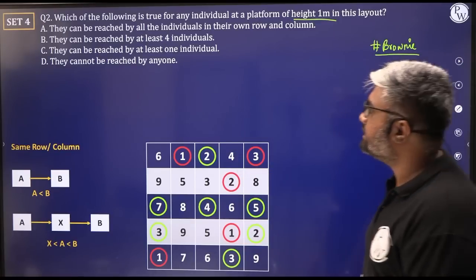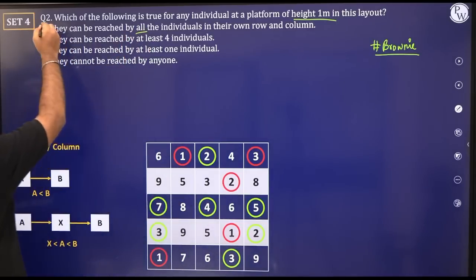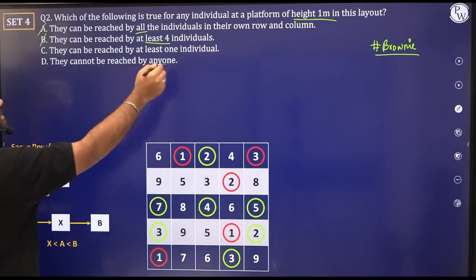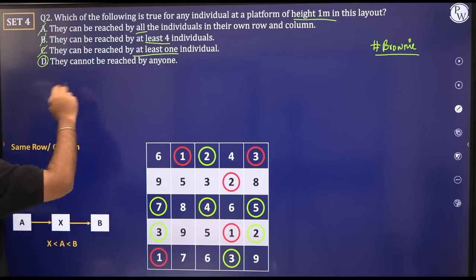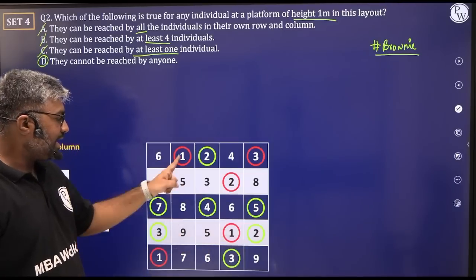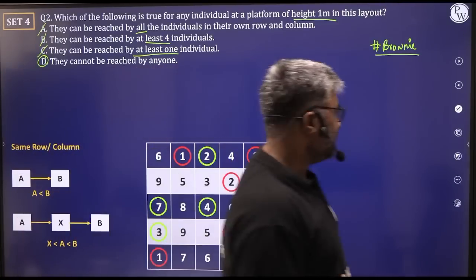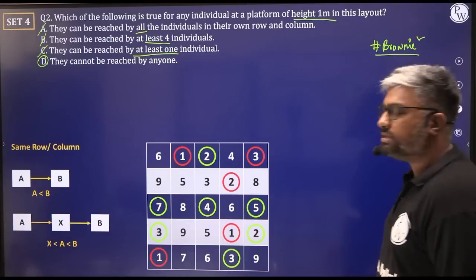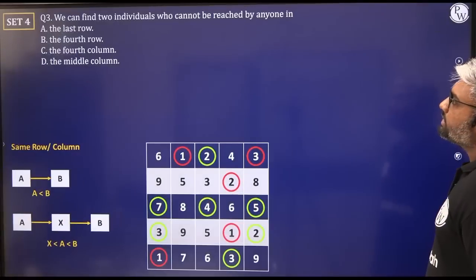This has to be the easiest. They can be reached by all. They cannot. They can be reached by at least 4. Nope. They can be reached by at least 1. Answer is option D. They cannot be reached by anyone at all, because all the ones are at 0. 0, 0, 0. Done. We had 3 ones and we've dealt with it. Easy question, brownie. Easy 3 marks. Yes, only thing is you need to understand what's going on here. Perfect. Let's go to the third one.